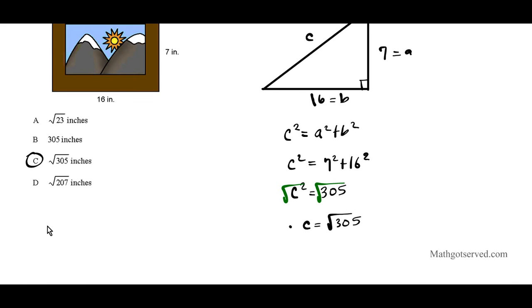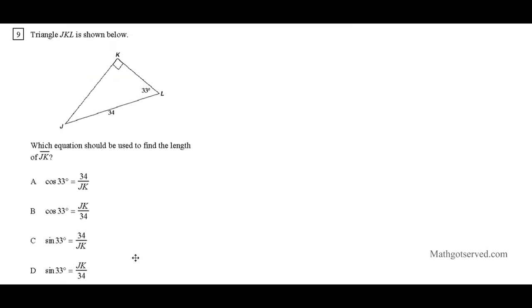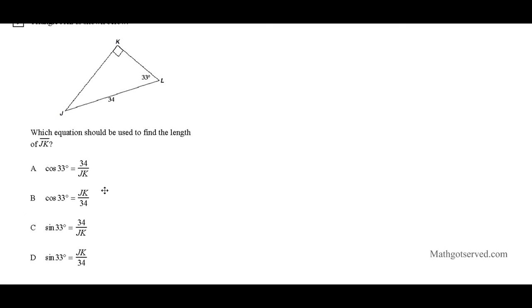All right, moving along to the next question. Question 9. It says, triangle JKL is shown below. Which equation should be used to find the length of JK? Okay, so let's see. We're looking for the length of JK, so how about we call that X? This is the segment that we're looking for. All right, so now let's label. This is a right triangle. We have an angle, so we can use right triangle trig here.